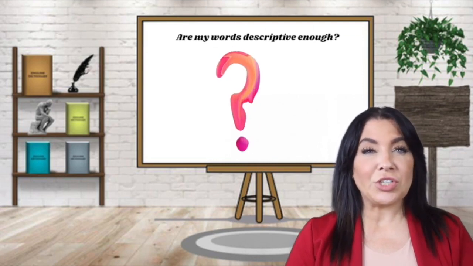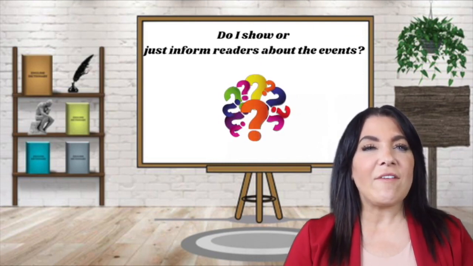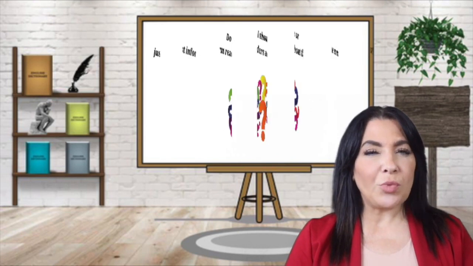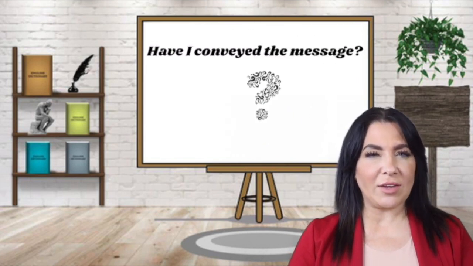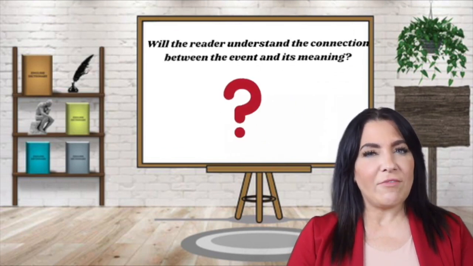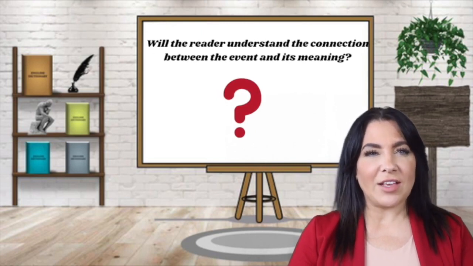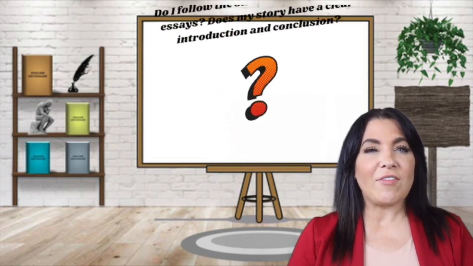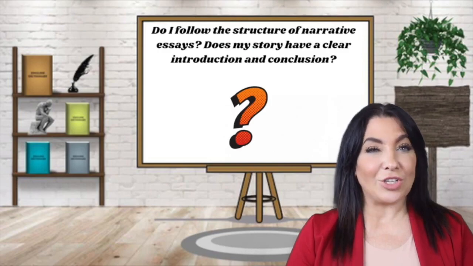Do I show or just inform readers about the events? Have I conveyed the message? Will the reader understand the connection between the event and its meaning? Do I follow the structure of a narrative essay? Does my story have a clear introduction and conclusion? Step 5, edit your narrative essay. Proofread and avoid spelling and grammar mistakes. Revise your tone, language, and style, and be sure that the story has clarity and that your message has clarity.